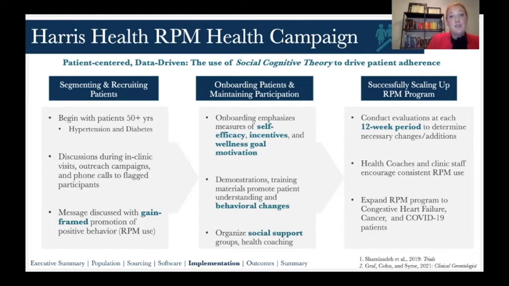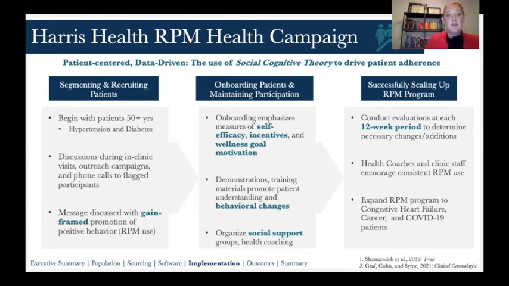We'll start by segmenting the population and creating targeted health campaign messages that fit a narrow audience, specifically one made up of patients over the age of 50 who have hypertension or diabetes. Recruitment will involve in-clinic discussions, phone calls, and digital outreach to eligible participants. Studies show that people over the age of 50 are particularly receptive to gain-framed messages which highlight incentives and positive behavior changes that drive improved outcomes.